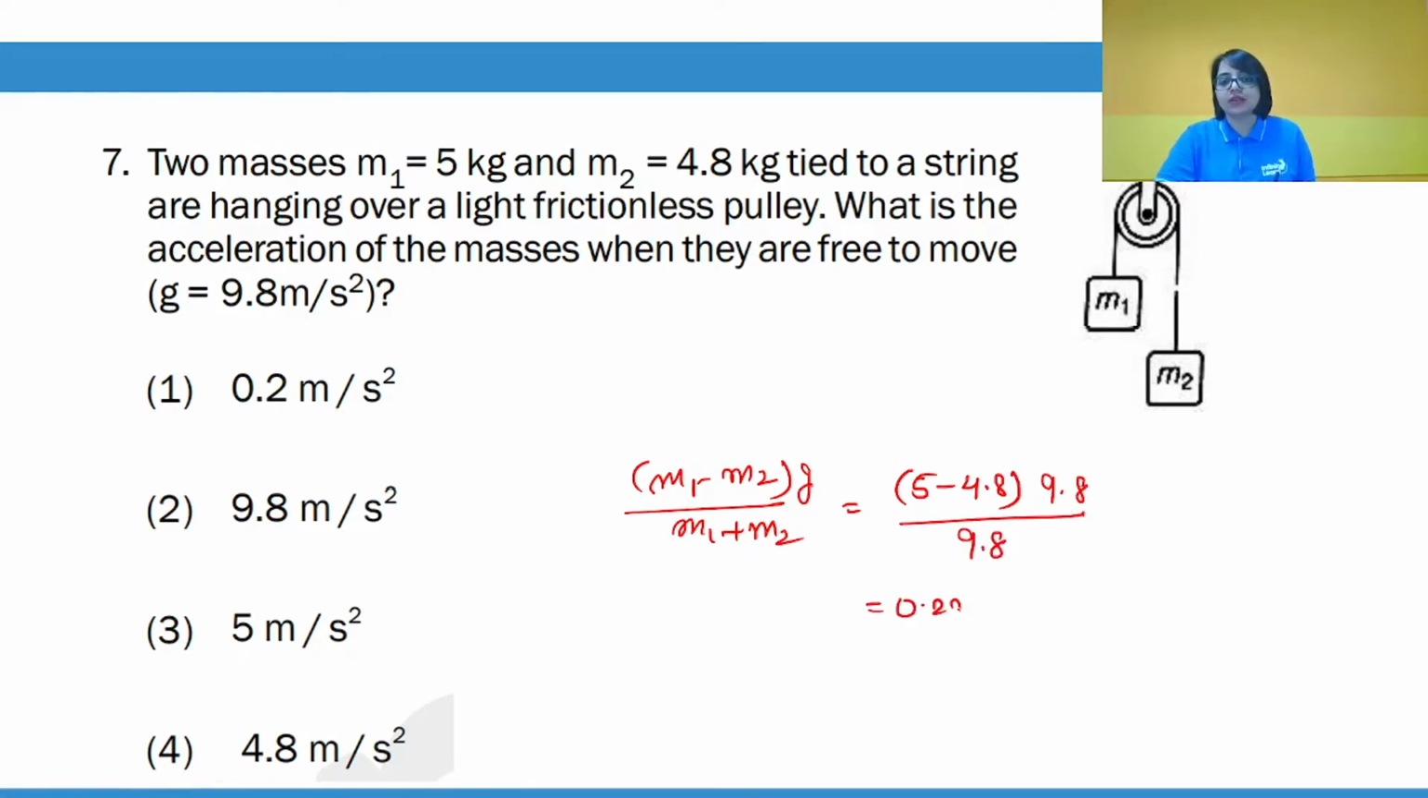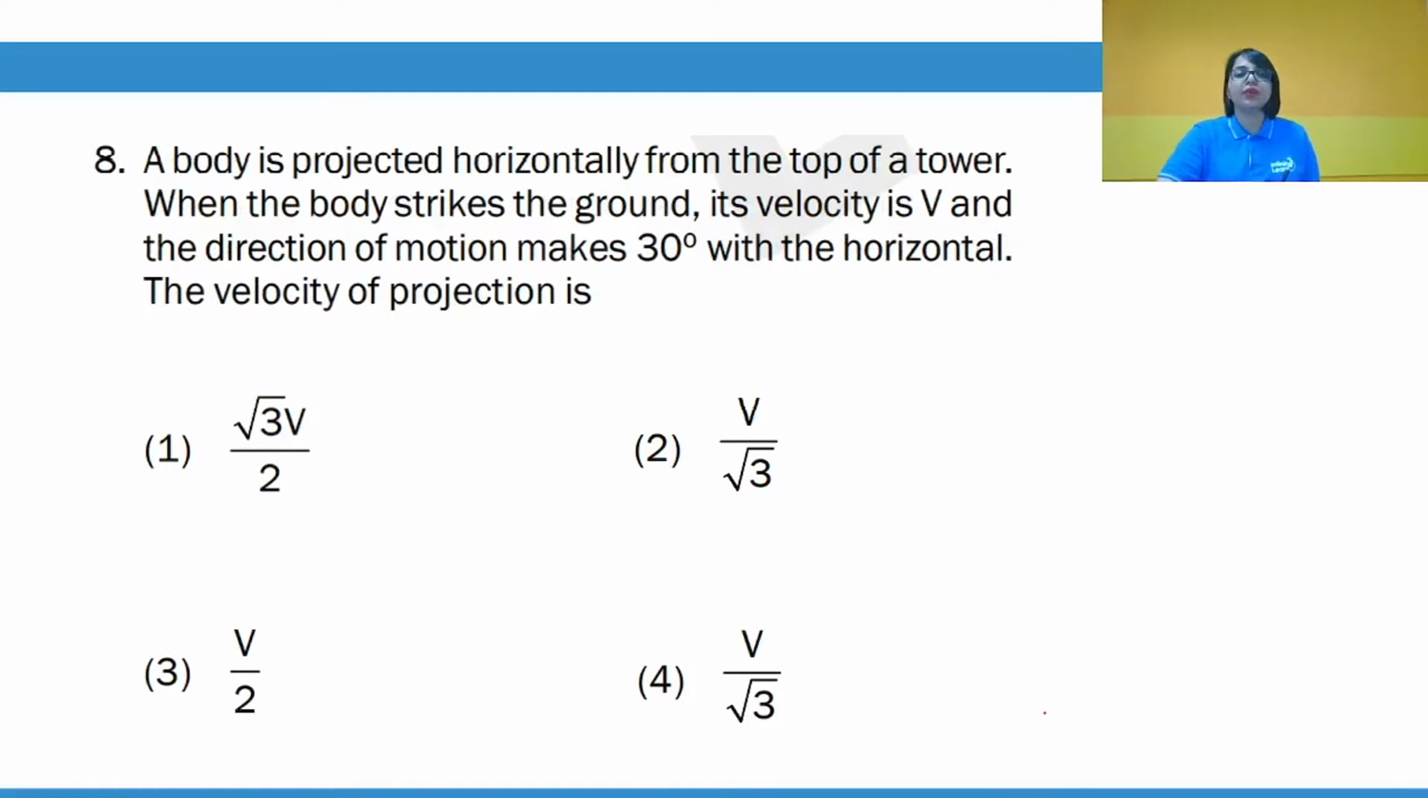So the correct answer is 0.2 meter per second square. That is option 1. Question number 8. A body is projected horizontally from the top of a tower. When the body strikes the ground, its velocity is v, and the direction of motion makes 30 degree with the horizontal. The velocity of projection is.